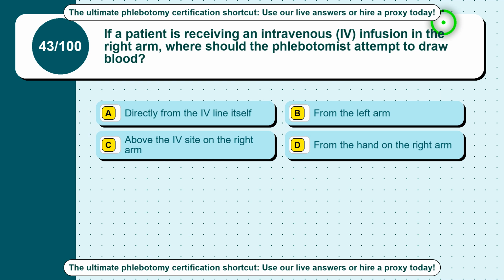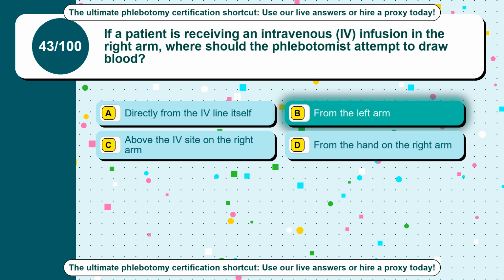Question 43. If a patient is receiving an intravenous infusion in the right arm, where should the phlebotomist attempt to draw blood? Option A, directly from the IV line itself. Option B, from the left arm. Option C, above the IV site on the right arm. Option D, from the hand on the right arm.